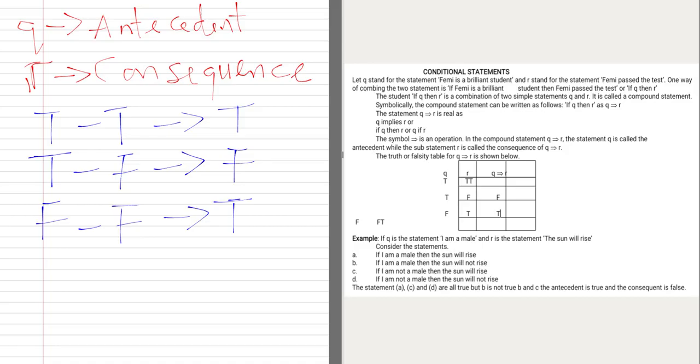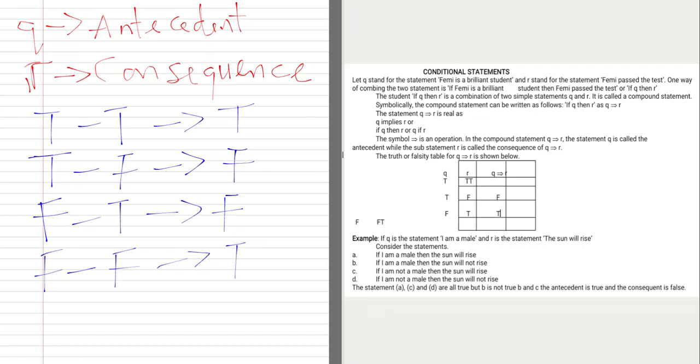Wait, that number C says, let's see that C again. That C is saying that what? If I am not a male, false, then the sun will rise, true. That makes it what? False. Are you seeing that? Then the last one says, if I am not a male, false, then the sun will not rise, false. Then that will give us what?